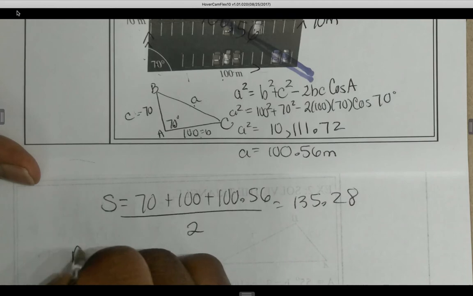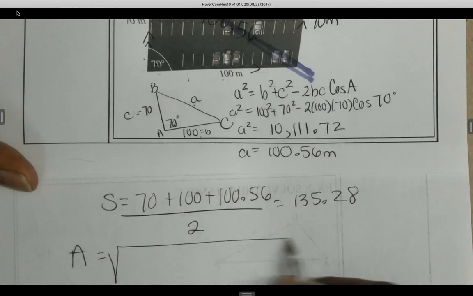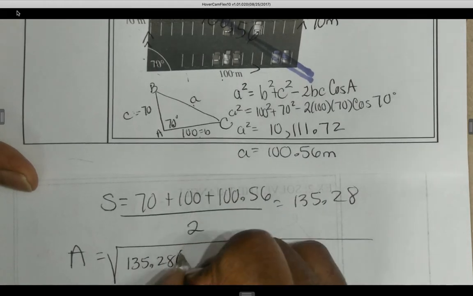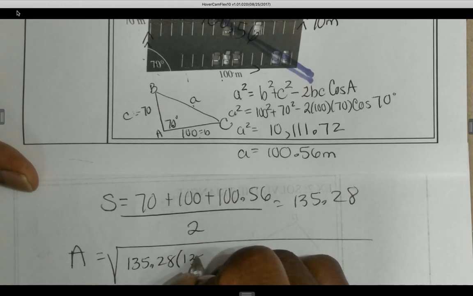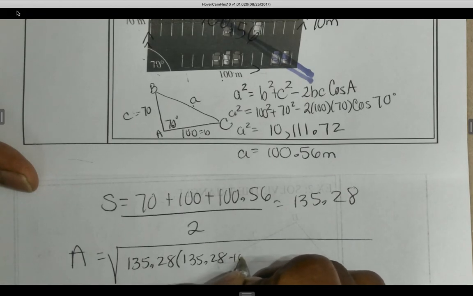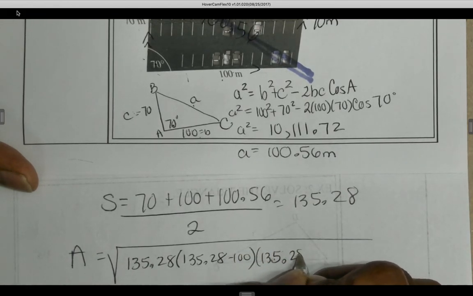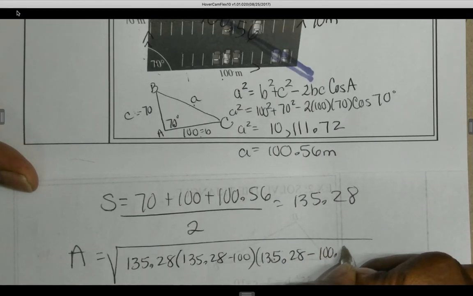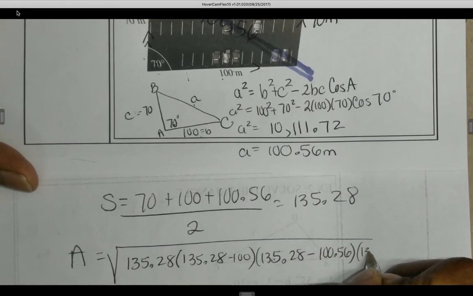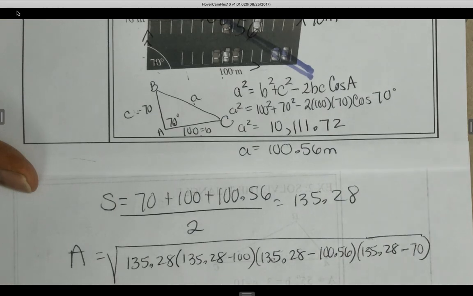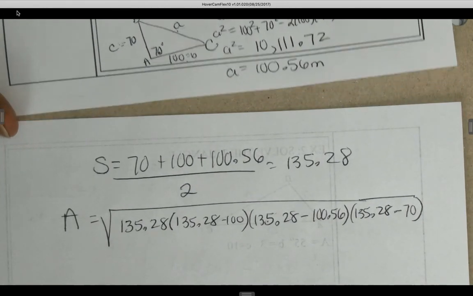And then I'll say, well, now I know my area is the square root of 135.28 times 135.28 minus 100, 135.28 minus 100.56, and 135.28 minus 70. So just taking that number and subtracting it from all of my side lengths.